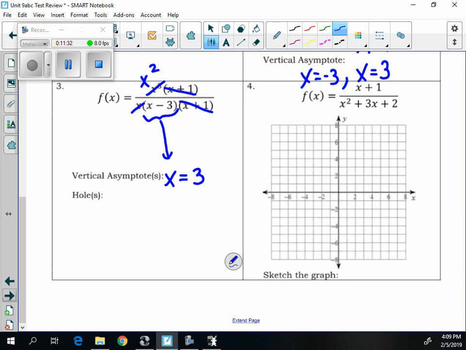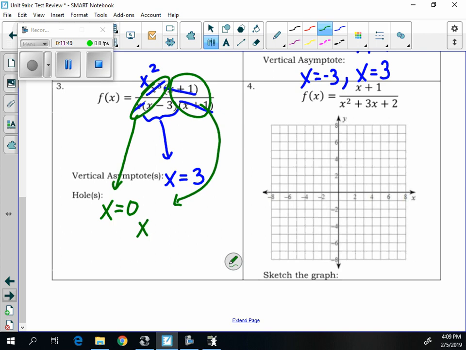The holes are going to come from what you simplified. So we simplified an x in the denominator, so x equals 0. We also simplified x plus 1. So when you set x plus 1 equal to 0 and solve for it, you get x equals -1. So I'm good with you just labeling the x coordinates of the holes.